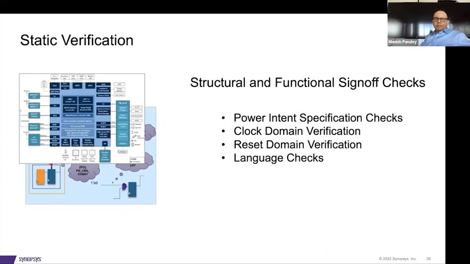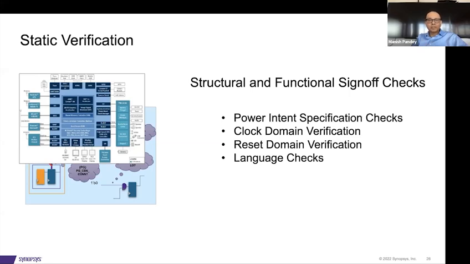Another example is static verification. This contains a set of structural and functional sign-off checks. These are checks for power intent specification, UPF specification checks, and clock domain verification. You have hundreds of clocks in a modern SoC, which interact in different ways. We want to make sure that all of these interactions work well, a common mode of failure for chips. Reset domain checks are again very important. It's not just that you have a reset pin; when you have multiple reset domains, you want to make sure that these can play together nicely.